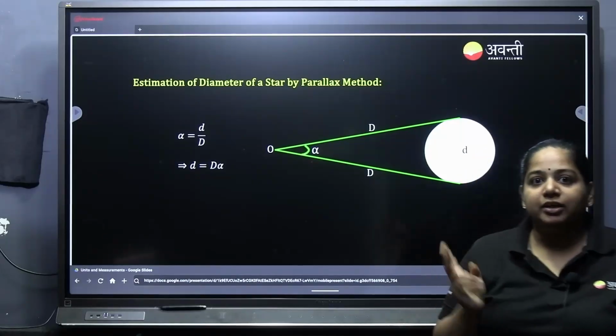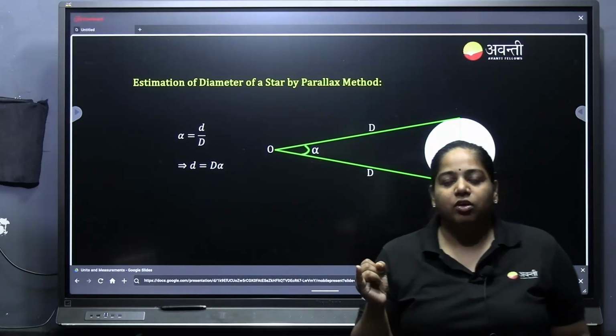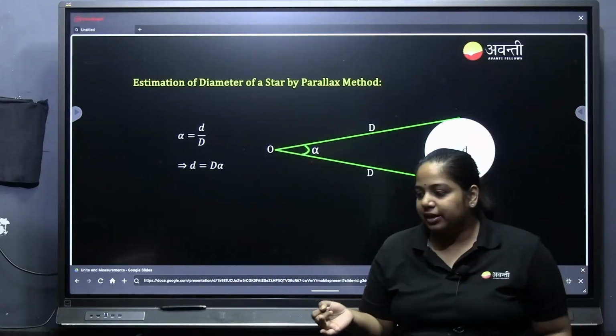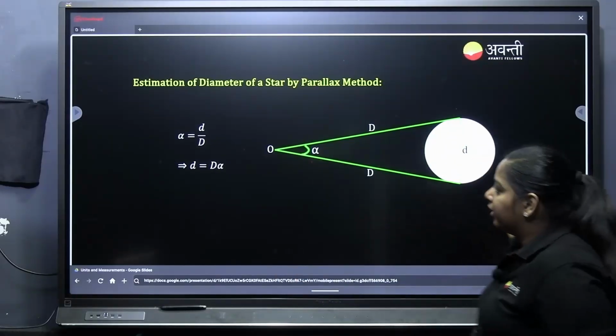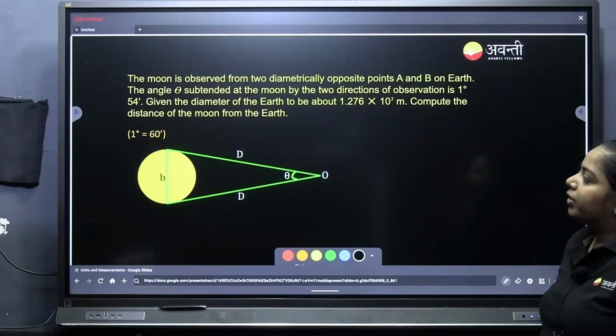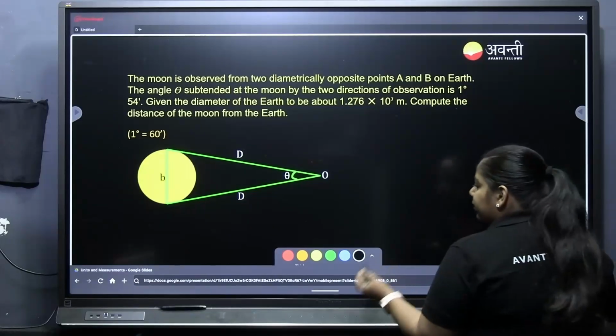I hope everybody understood the difference of the two parallax methods. One is to find the distance of an object, next one is to find the size of an object. Is it clear? We will use this formula to do a question right now. Let's take this one. Everybody read the question once. I will give you like 1 minute.